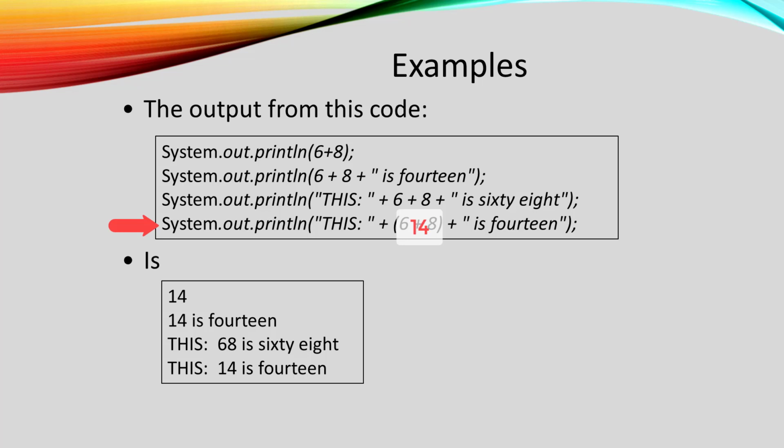So it's going to do this plus 14. That it's going to do concatenation. So it's going to get "this: 14". The second plus is going to have two strings. Those are going to get concatenated together. And the result will be "this: 14 is 14".